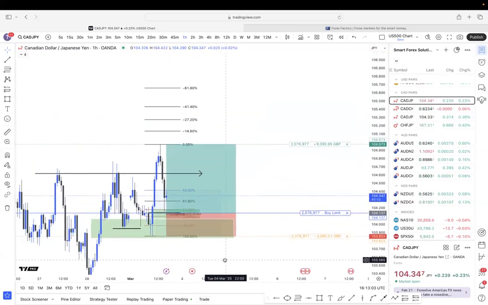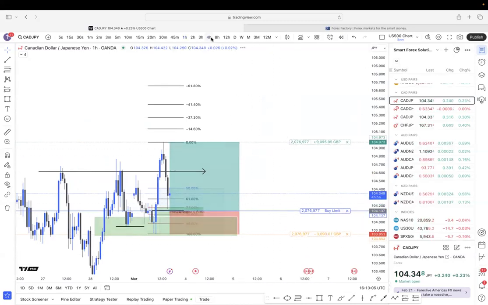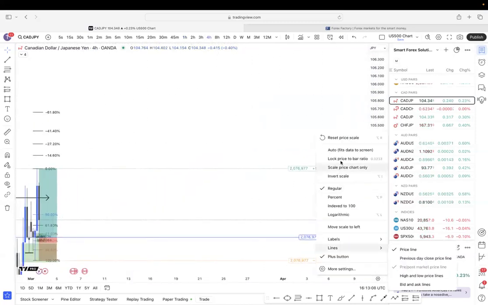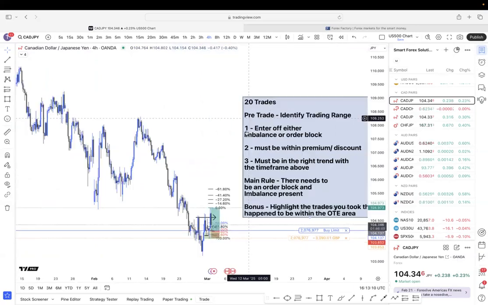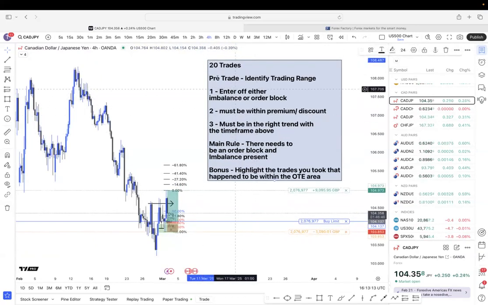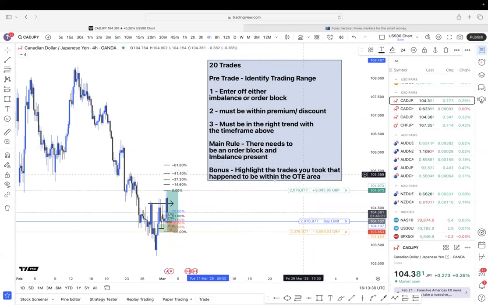If you have any questions about this homework, let me know. This is going to take you longer than the first ones because of the nature of it. But just to recap, 20 trades, identify your range, enter off the order block or the imbalance, must be within premium discount on your trading range, must be in the right trend with the time frame above or 2 time frames above. The main rule, there needs to be an order block and imbalance present together, or at least in the same area. A bonus, highlight the trade you took that happened to be within the OTE area as well.